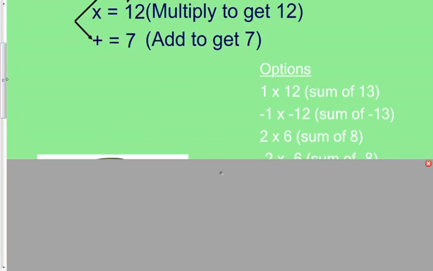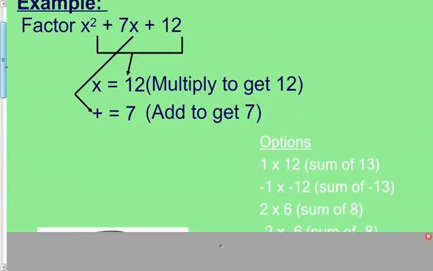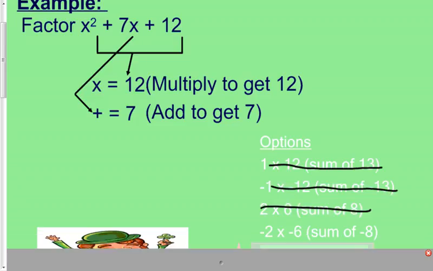We could do 1 times 12, but that's not going to work because that doesn't add to equal 7, so we're crossing that out. Negative 1 times negative 12 also multiplies to equal 12, but it's not going to work, it doesn't add to 7. 2 times 6 adds to 8, not good enough. Negative 2 times negative 6 adds to negative 8, not good enough again.